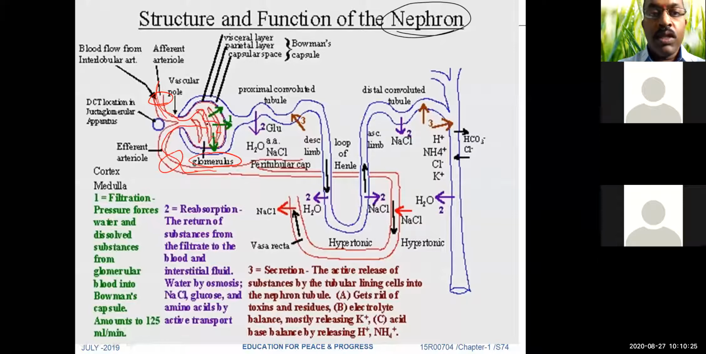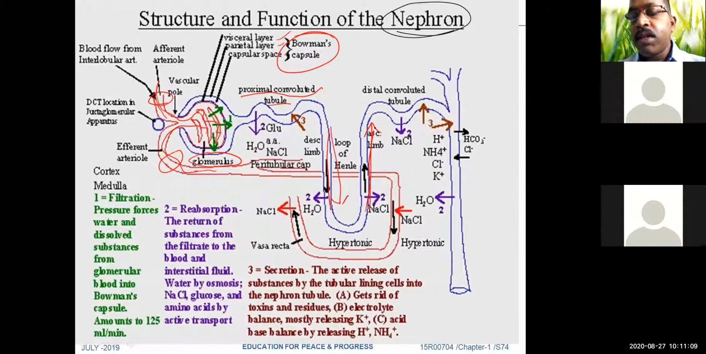Okay. Then the layers of the Bowman's capsule: visceral layer, parietal layer, and then capsular space, which together are called the Bowman's capsule. Then you have the next part, that is, the contents which are filtered through the Bowman's capsule. Then they will move into the tube, which is called the proximal convoluted tubule. Okay, and then it goes down and forms a U-shaped structure. This part is called the descending loop of Henle, and this is the ascending loop of Henle.